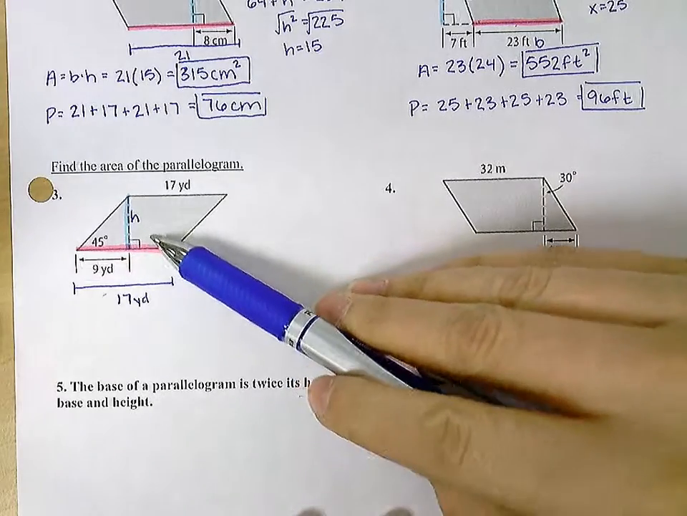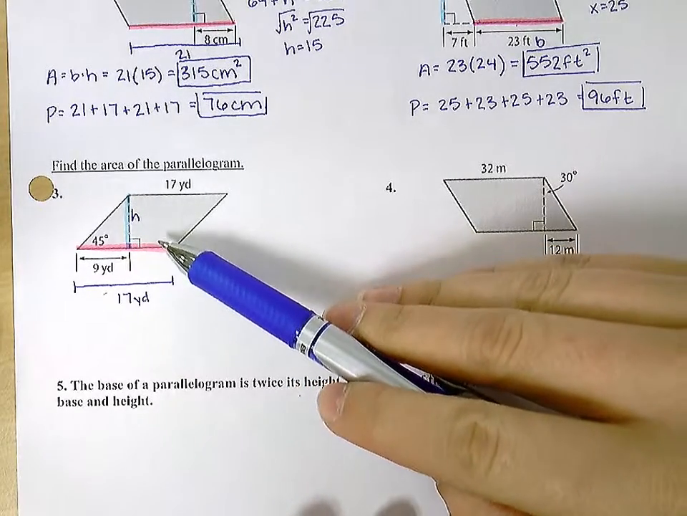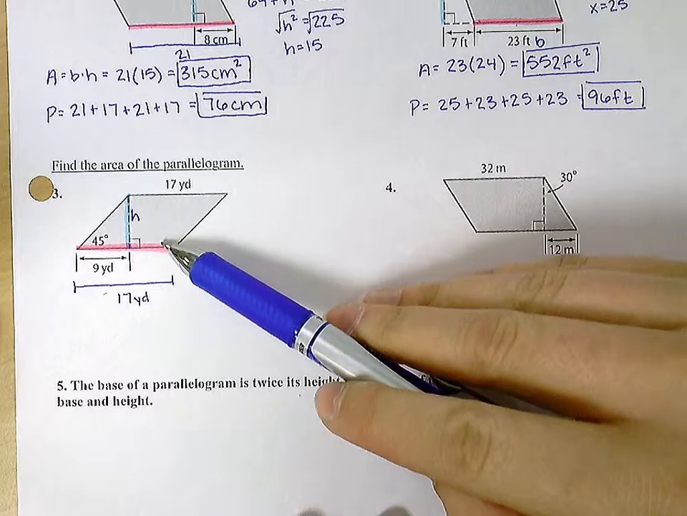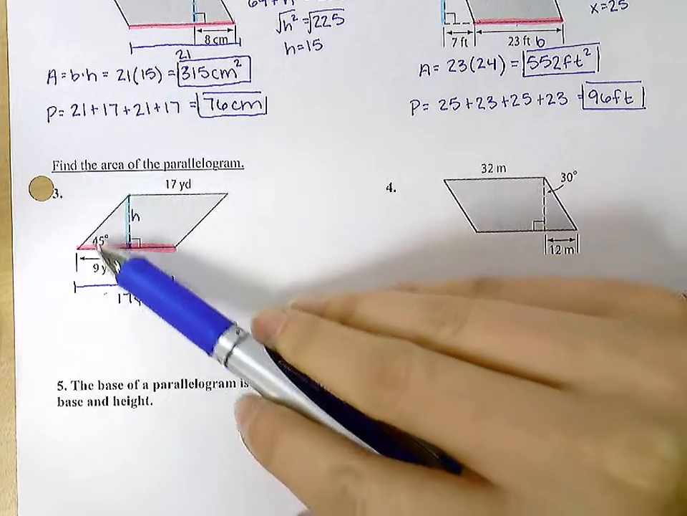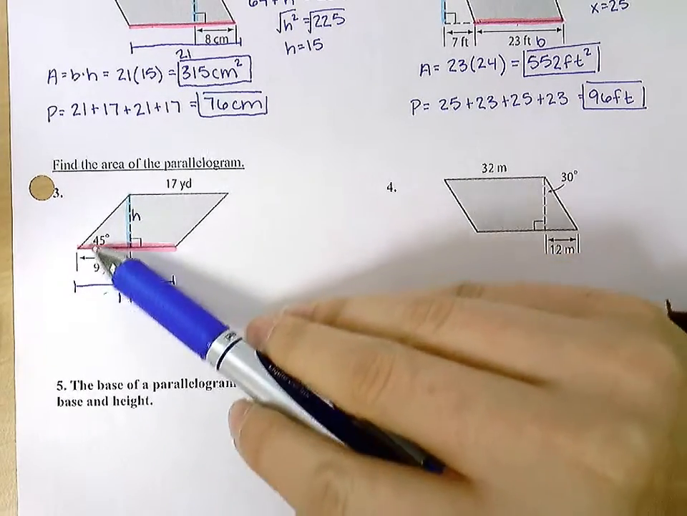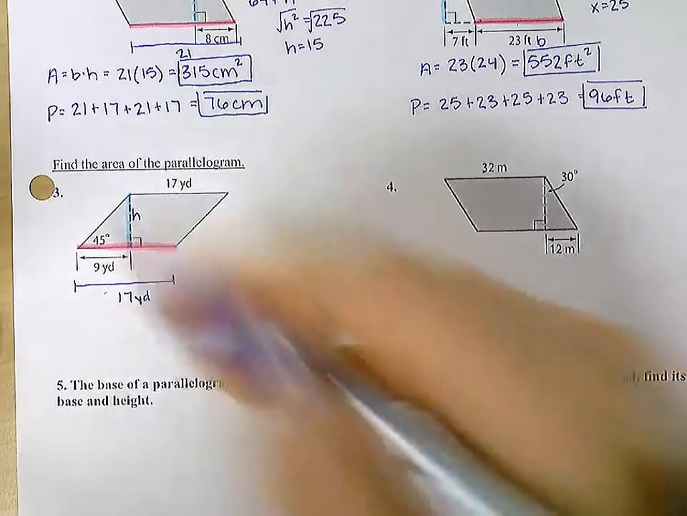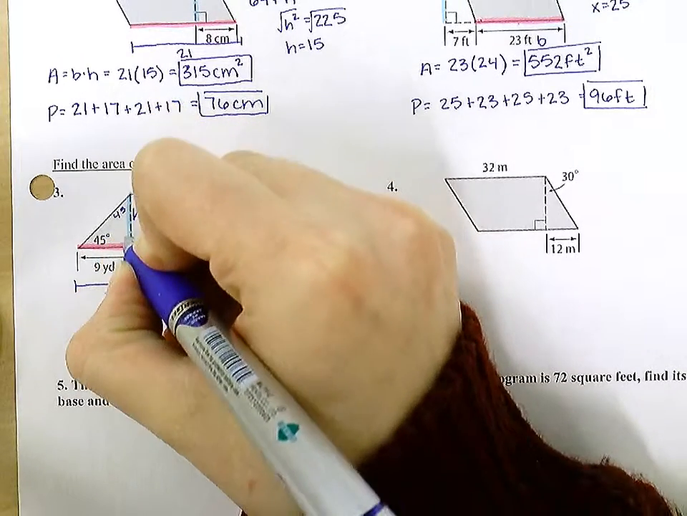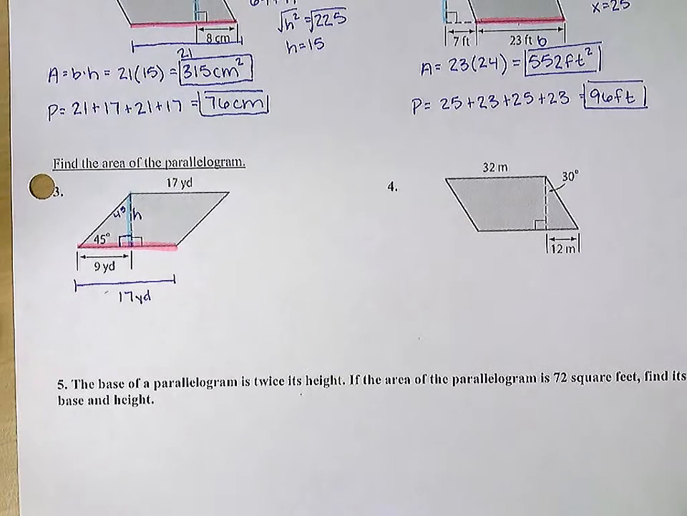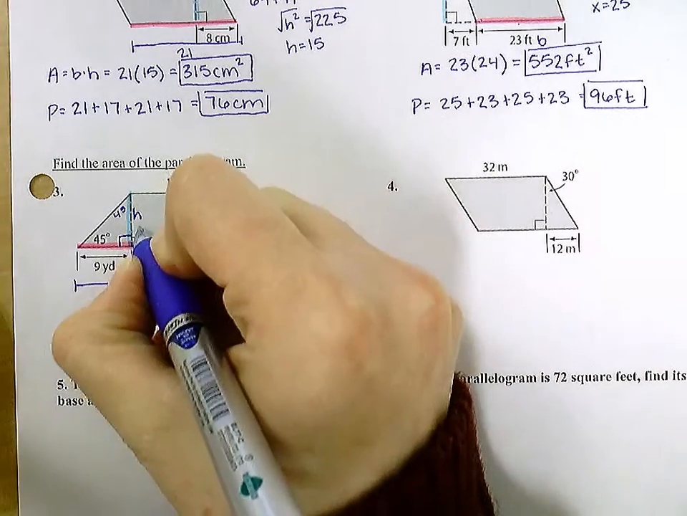Now, what I'm missing to find the area is this height. If I look at this right triangle created, this is a 45, 45, 90 right triangle. What do you know about the legs of that right triangle? They're the same. So if one of your legs is 9, what is the height? 9. Easy.